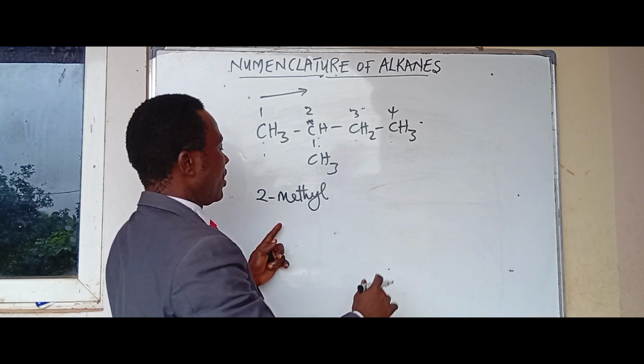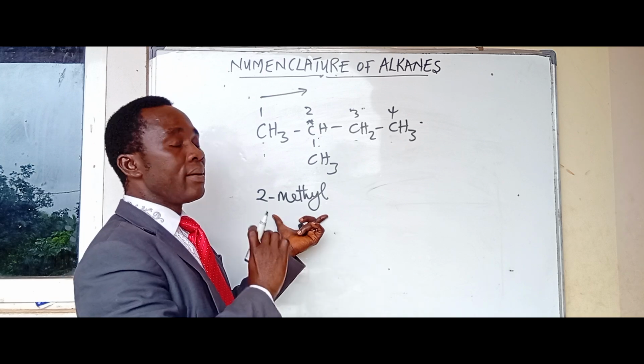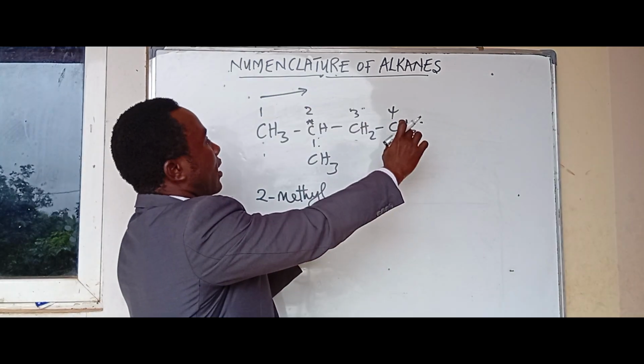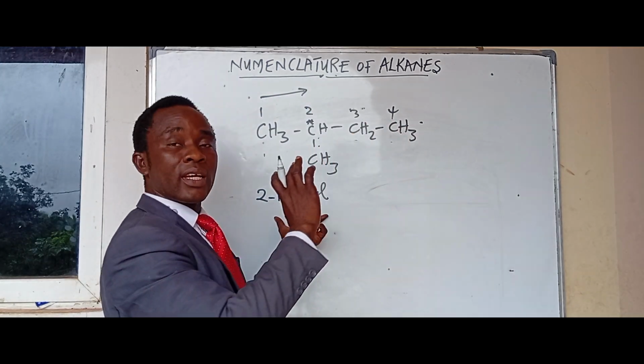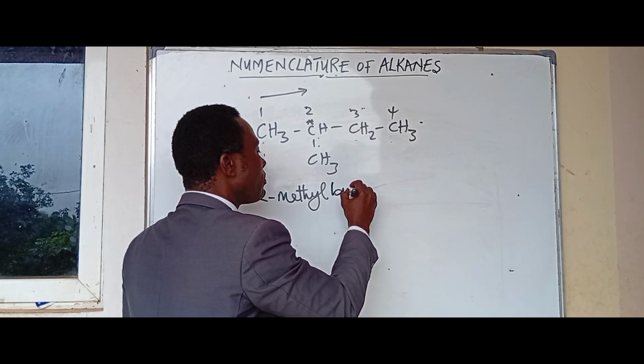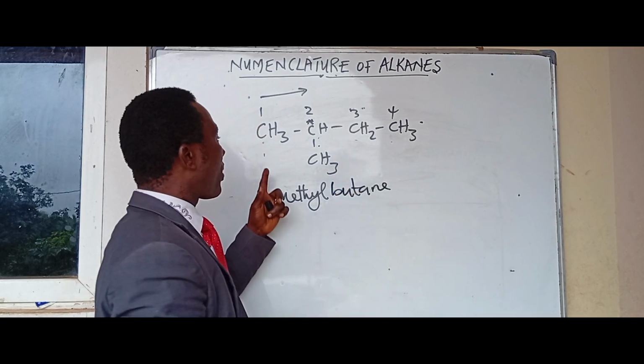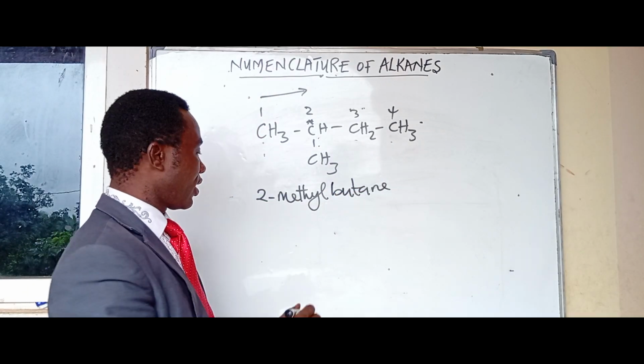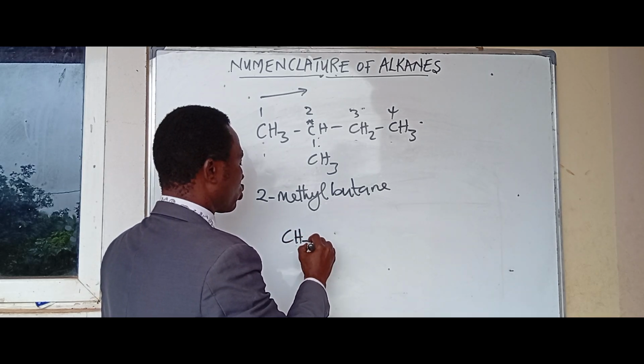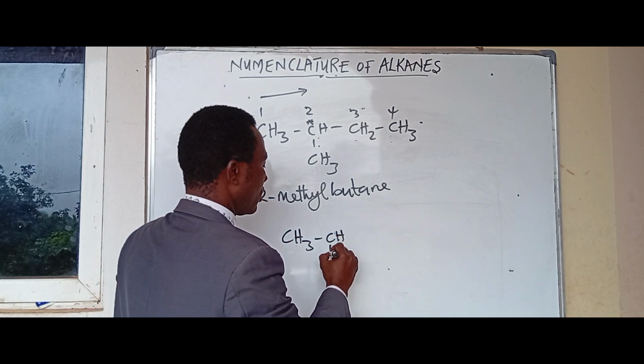Now, having named the substituent, you now name the parent compound. The parent compound, which is 1, 2, 3, 4, the longest carbon, comes from the name butane. So the name of this compound is 2-methyl butane.